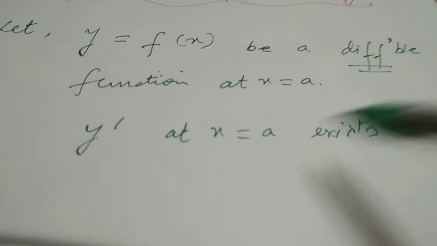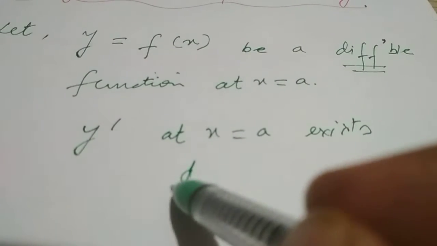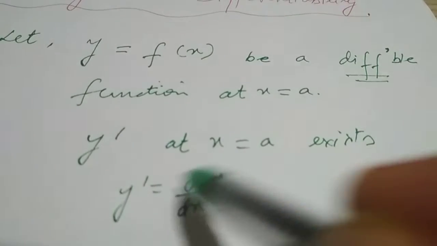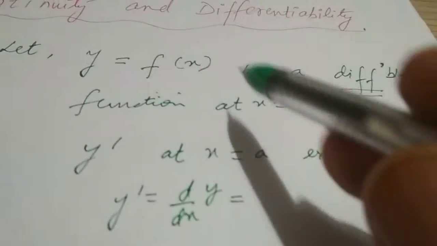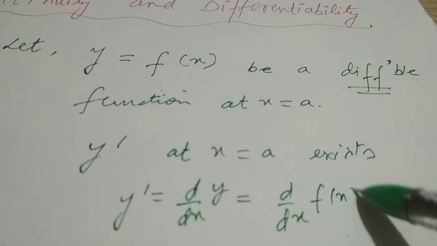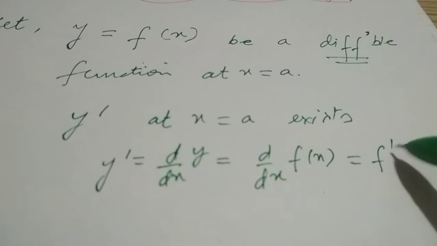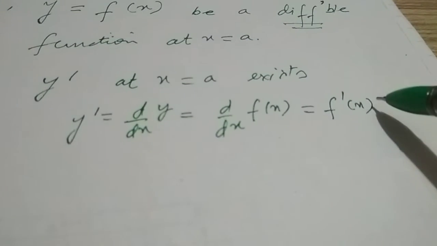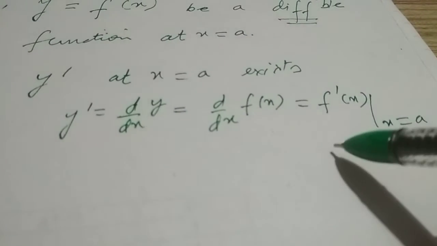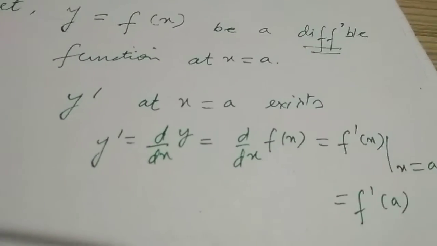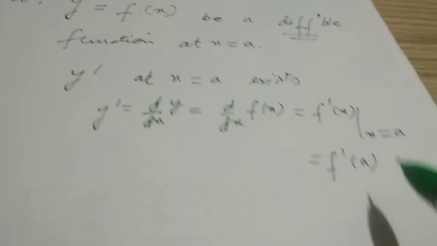Y dash means derivative of y with respect to x, but y is f of x, so it is derivative of f of x, or I can say that it is f dash at x. And then at x equal to a, we will write f dash at a. All these terms you note it down properly.